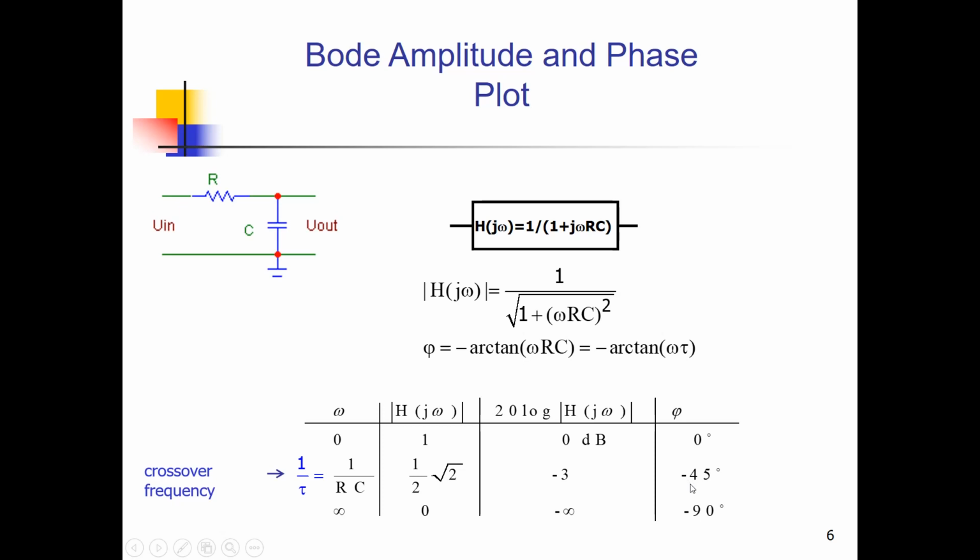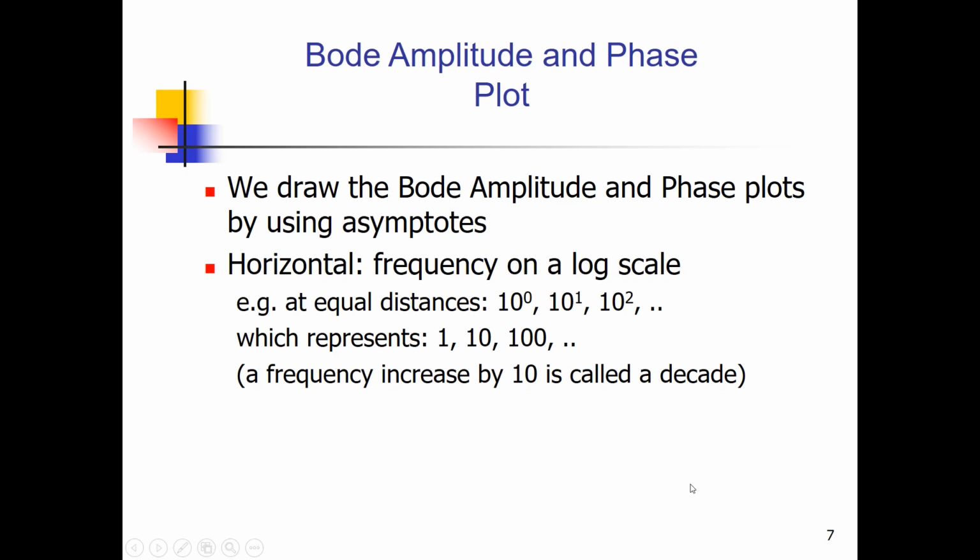So now we have 3 essential points which can help us when constructing the Bode amplitude plot and the Bode phase plot. So what are we going to do? When we draw the Bode amplitude plot and the phase plot, we are going to use asymptotes, because we are not interested in exactly the correct numbers. When designing electrical circuits or control systems, we want to know what the behavior is. So we are going to use asymptotes.